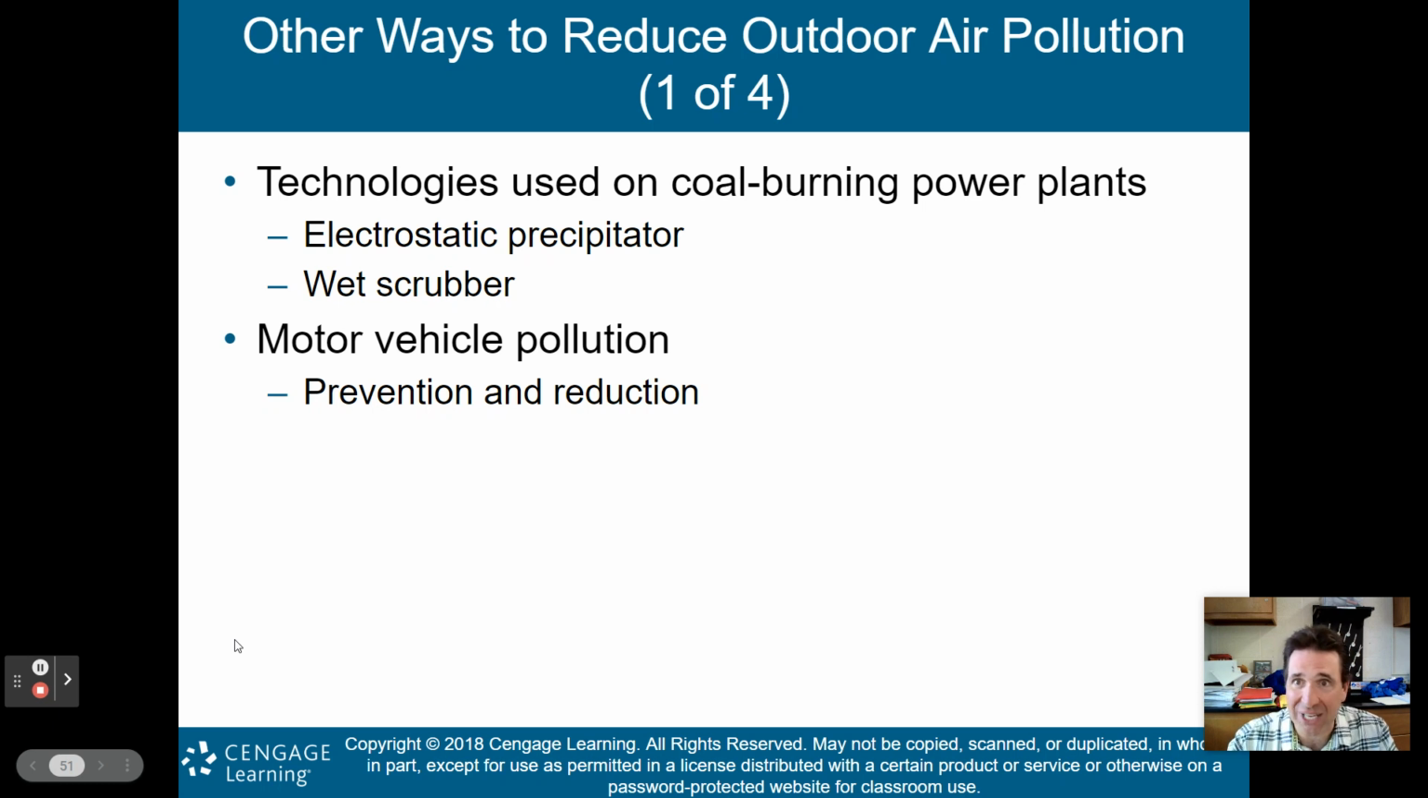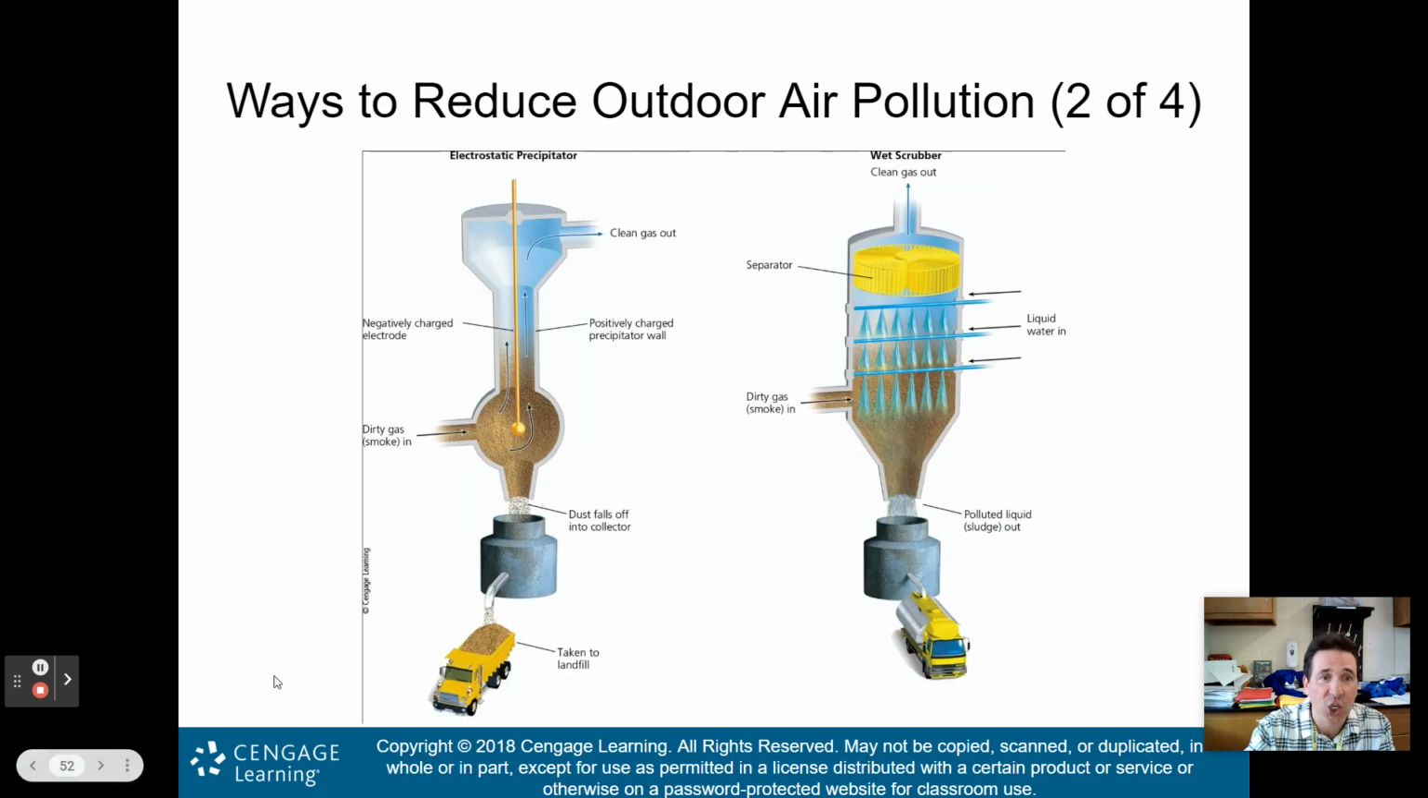Other ways that we can reduce outdoor air pollution: technologies used in coal burning plants, electrostatic precipitators and wet scrubbers. I'll show you pictures of those in just a second. And obviously motor vehicle pollution, prevention and reduction. And we're seeing a lot of that with people driving hybrid or electric cars, right? That's really preventing the pollution from getting into the air. The reduction would be to just drive less, or to have cars that have better miles per gallon, so you don't need to burn as much gas to run your car. But again, these are technologies that we can use to help us.